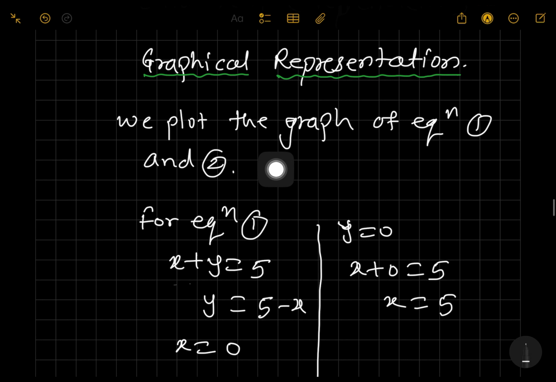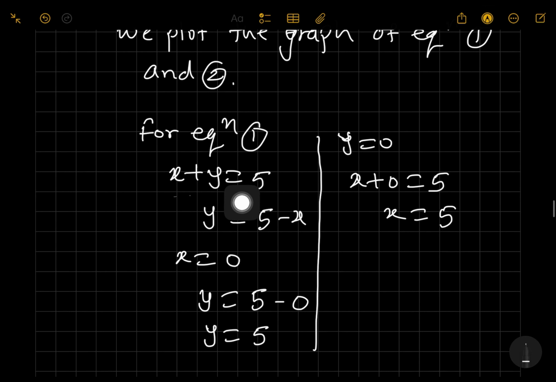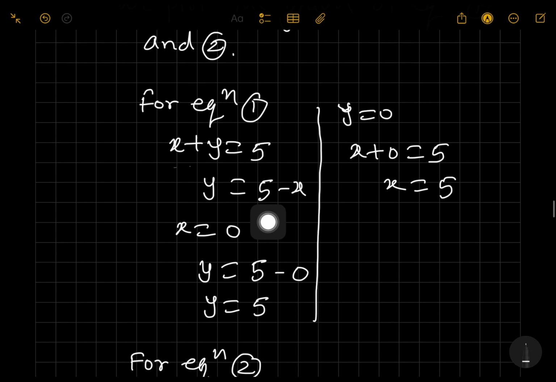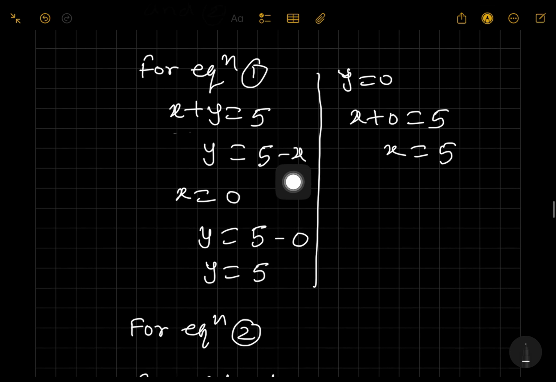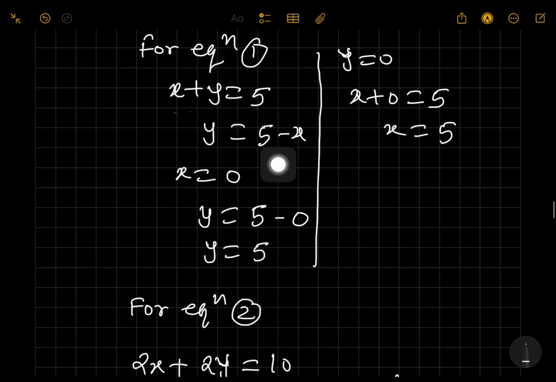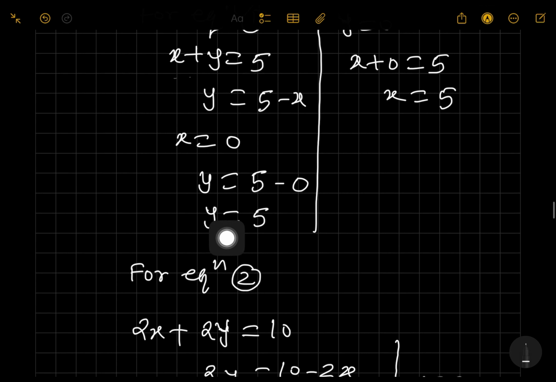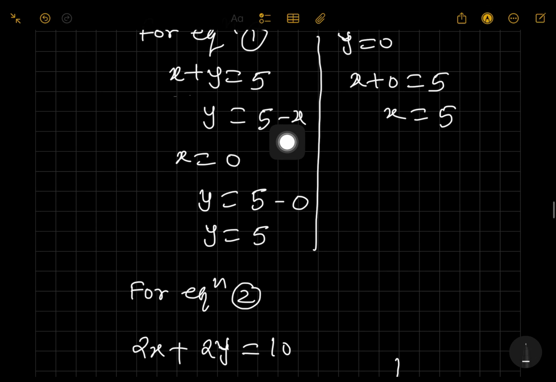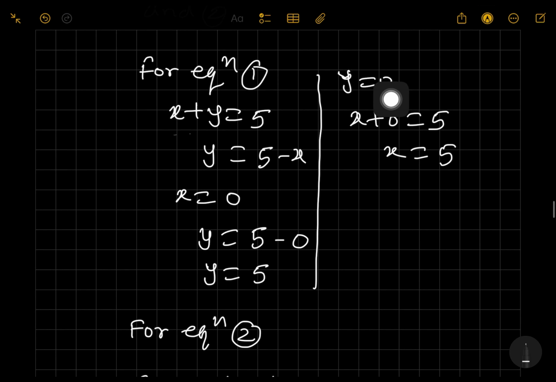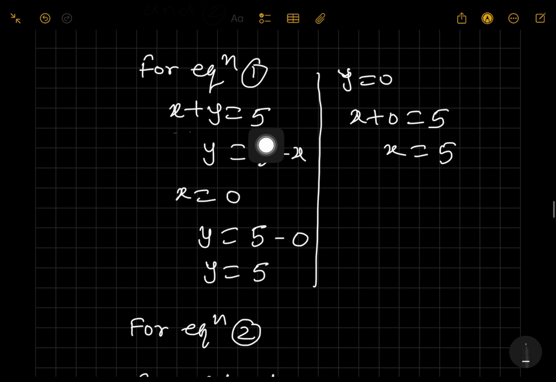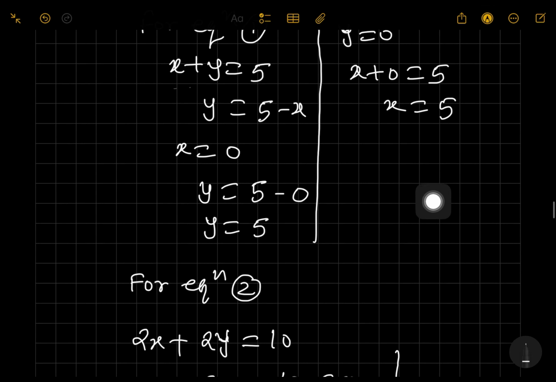Now for the graphical representation of equations 1 and 2. For equation 1, x plus y equal to 5, so y equal to 5 minus x. If we put x equal to 0, then 5 minus 0 equals y, so y equal to 5. And if we keep y equal to 0, then x plus 0 equals 5, so x equal to 5.